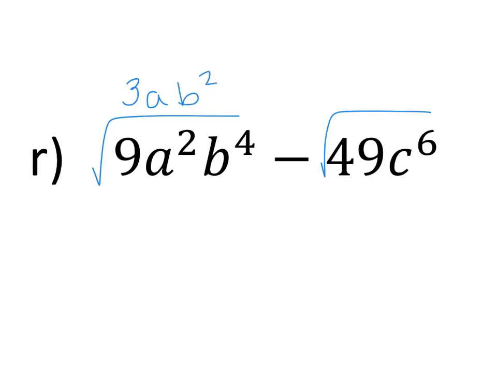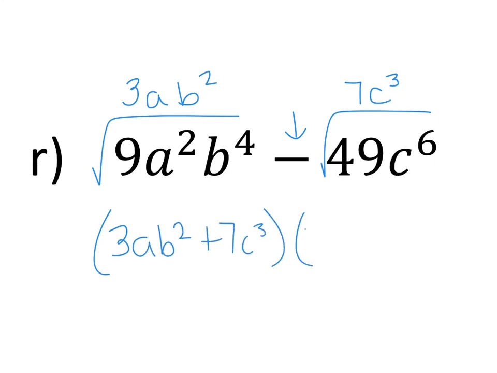Remember, you just take the exponent and divide it by 2. The square root of 49 is 7, and the square root of c to the 6 is c to the 3rd. It is subtraction as well, which is another reason I know I can do DOTS. Okay, so we have 3ab squared plus 7c to the 3rd times 3ab squared minus 7c to the 3rd.